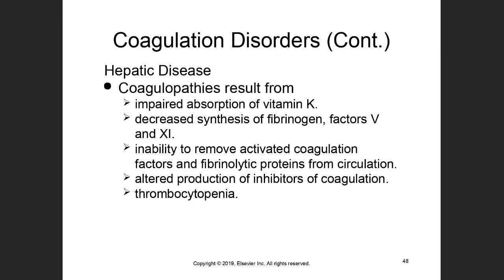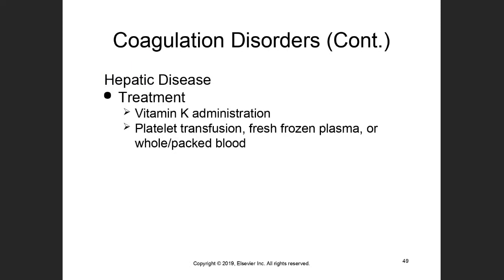Hepatic disease, of course, causes coagulopathy resulting from impaired absorption of vitamin K. And also remember that if you have a hepatic problem, you don't make the coagulation factors, okay? And then you are going to be at risk for bleeding. For treatment, you have to give vitamin K, and also you have to treat the underlying condition. That could be any condition that is affecting the liver.